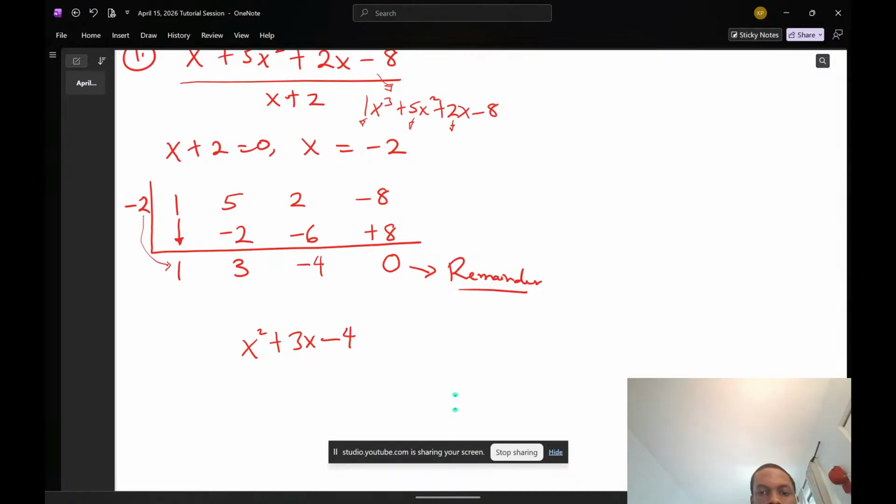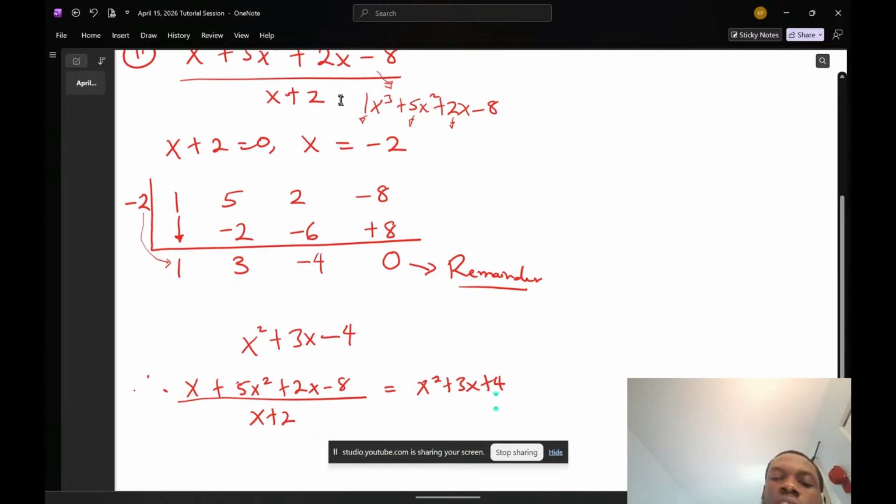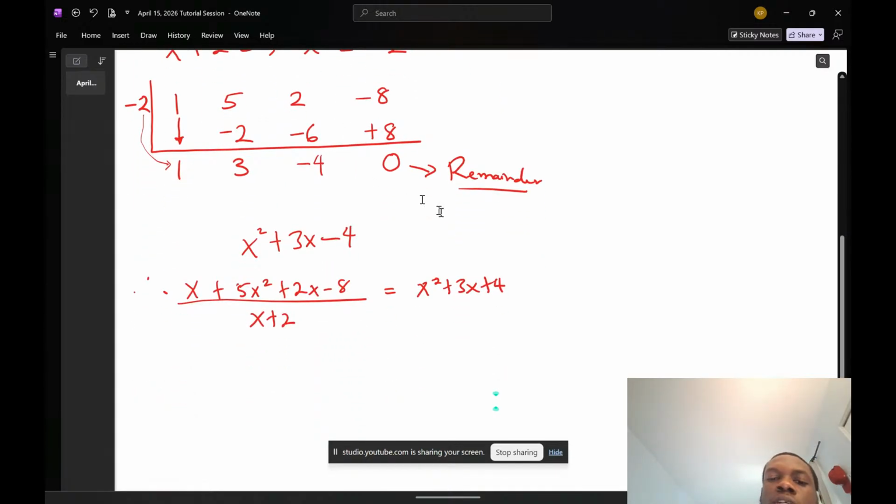Okay. Therefore, we'll say that x cubed plus 5x squared plus 2x minus 8 divided by x plus 2 will give us x squared plus 3x plus 4. Also, if you look at this x squared plus 3x plus 4, this is a quadratic expression that can still give us more factors.